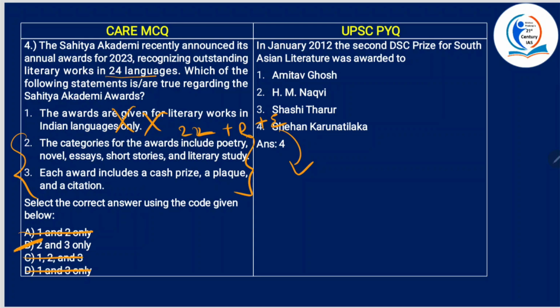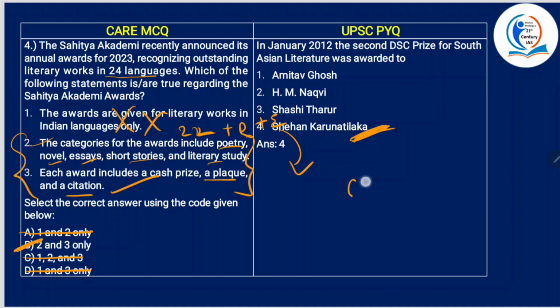Okay, any which ways we will read these statements. The categories for the awards include poetry, novel, essays, short stories and literary study. Yes, 2 is correct. Each award includes a cash prize, a plaque and a citation. Yes, this is also correct. So 2 and 3 are correct. All right. Now, in January 2012, the second DSC prize for South Asian literature was awarded to Shehan Karunatilaka. D, that is 4th option is the answer.